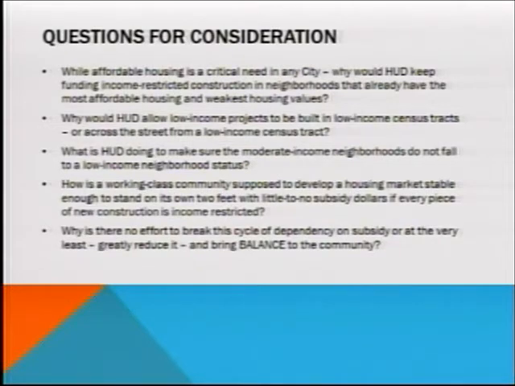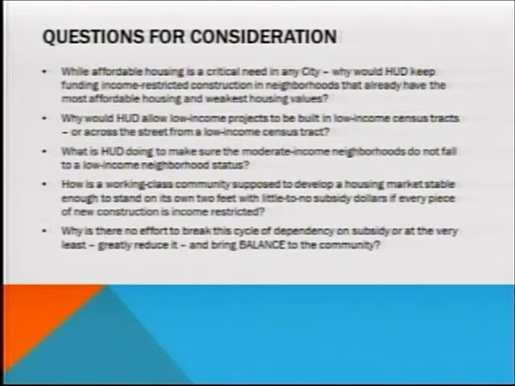Why would HUD allow low-income projects to be built in low-income census tracts or across the street from a low-income census tract? I have an issue with this in that I am being told that a development can go into a neighborhood because it's moderate income, and yet when you cross the street, you cross into a low-income census tract. How is that appropriate? What is HUD doing to make sure the moderate income neighborhoods do not fall to a low income neighborhood status? I'm seeing a transfer of wealth in the community. I'm seeing people leave the community. What are we doing to make sure that moderate income neighborhoods can sustain themselves?